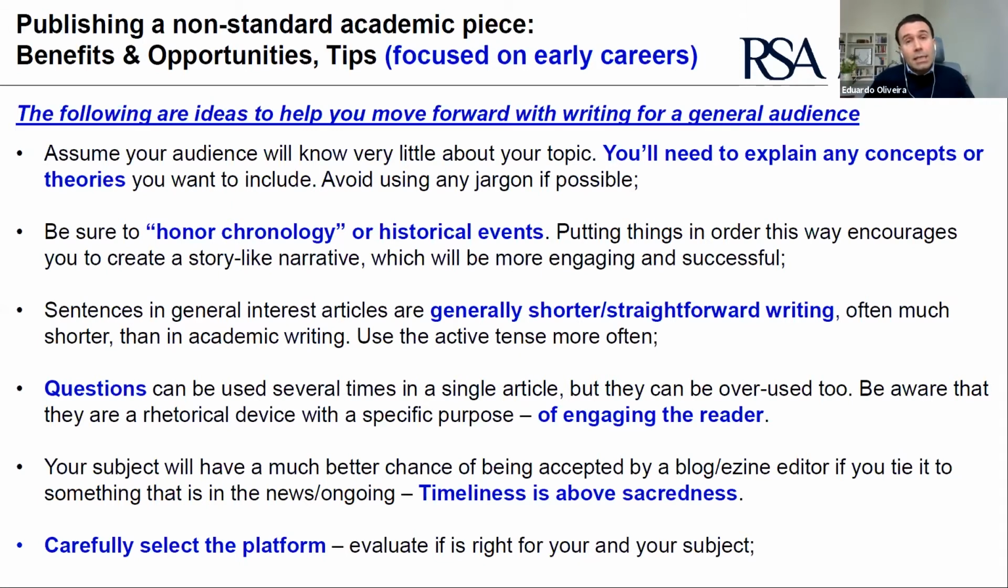And again, at the end, be very careful also about the platform. And my advice is to engage with a platform with an editor. So the editor will follow certain guidelines, as we do here with Regions, the Regional Studies Association's blog. We follow certain guidelines. So the editors will give you feedback, and then this will help you to go forward with your non-standard academic piece.